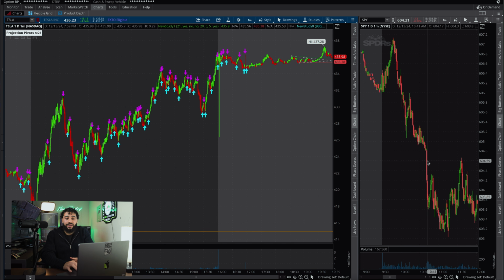1038 was this big red candle. Remember, I said even when we have divergence plays, a big red candle or big green candle can still affect our stock. Our stock didn't start dropping until we were at the low of the day at around 604. Remember, the high of the day was 607. We had to move 3 points lower for Tesla to even flinch lower on this stock. Remember, we had to drop 3 points on SPY for Tesla stock to even flinch to the downside.